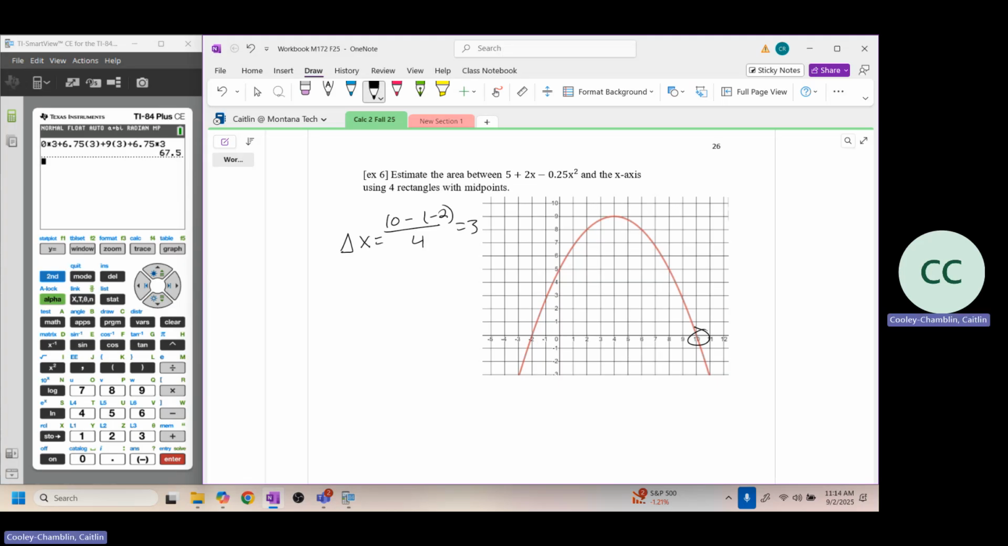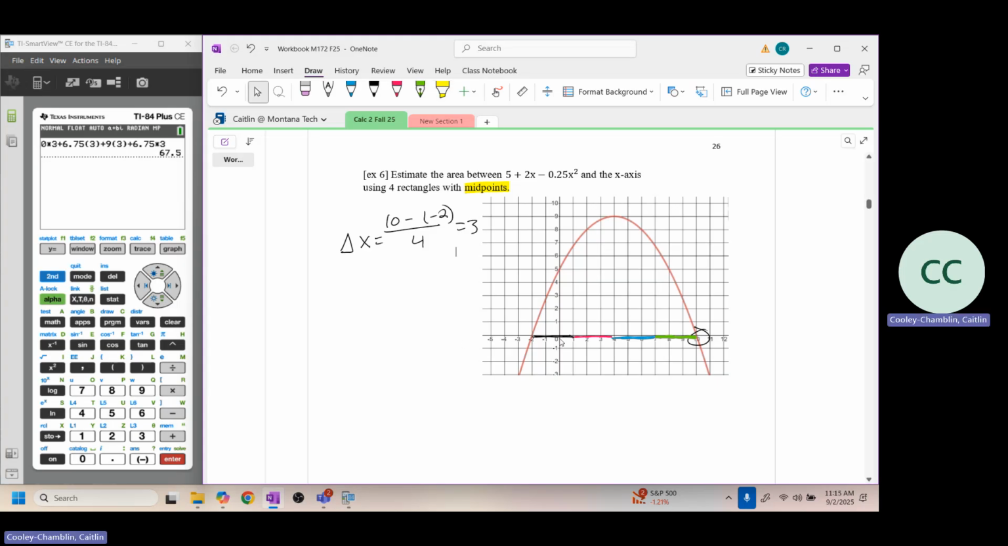So 1, 2, 3. So we're going to have a rectangle right here, we're going to have a rectangle right here. I'm just drawing the bases here. 1, 2, 3. 1, 2, 3. And then 1, 2, 3. So this is the base of each of my rectangles, but this time we want to use midpoints. And so really that's in the middle of our rectangle. So we're not using the left endpoint of our rectangle. We're not using the right endpoint of our rectangle. We're going right in the middle.